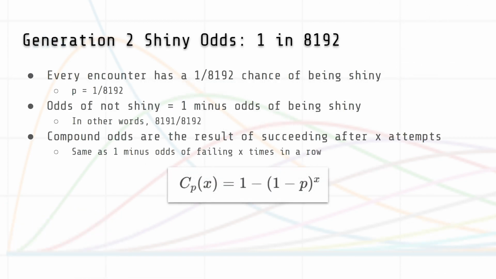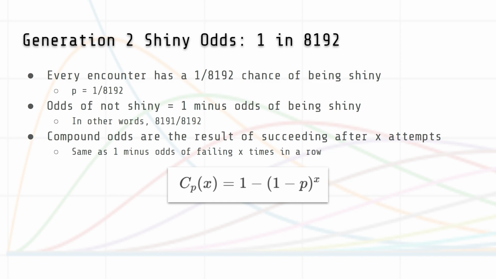In Generation 2 of Pokemon, there's a 1 in 8,192 chance of any wild or static Pokemon being shiny, and we would write this as P equals 1 over 8192. Now, your odds of a Pokemon not being shiny are basically the opposite of the odds of them being shiny. So basically 1 minus the odds, or 8191 out of 8192.